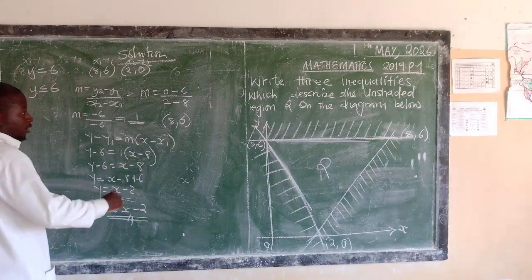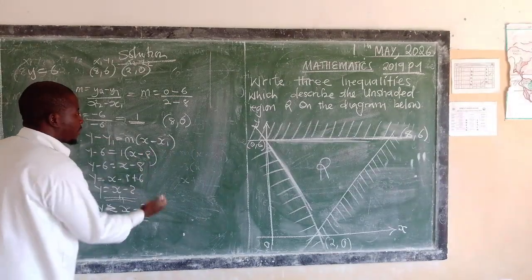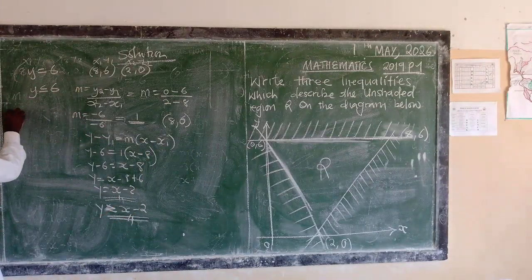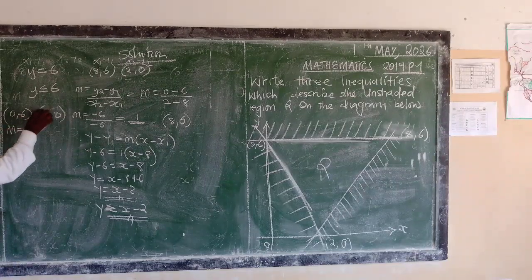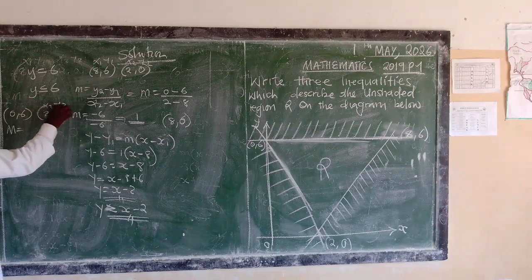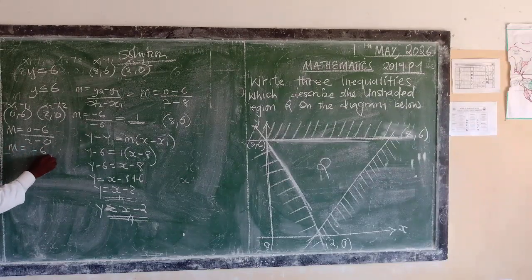Then we go to the second equation where we pick these 2 coordinates. Again, we do the same by making an equation where we have 0,6 as well as 2,0. From there we say the gradient will be, this shall be the x2 and y2, this shall be x1 and y1. So we have 0 minus 6 over 2 minus 0. So m will be negative 6 divided by 2, which is our m will be negative 3.